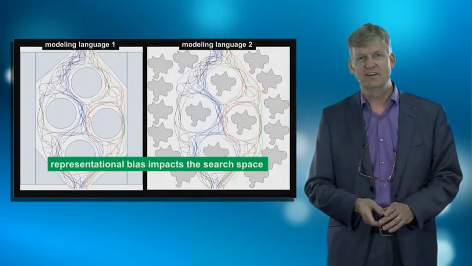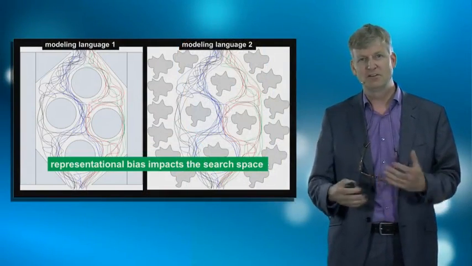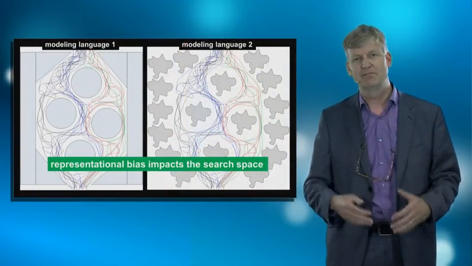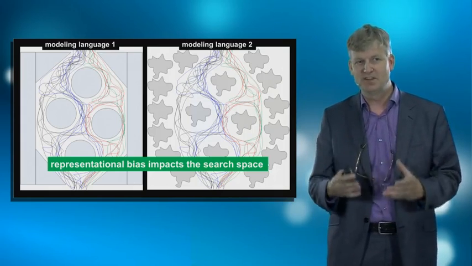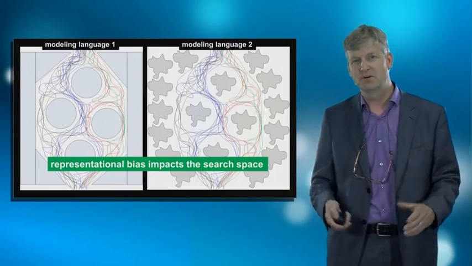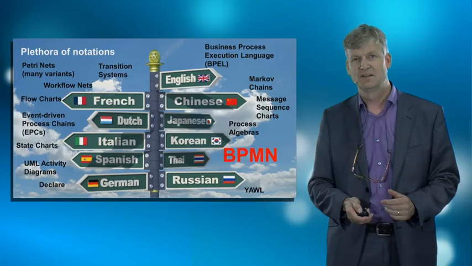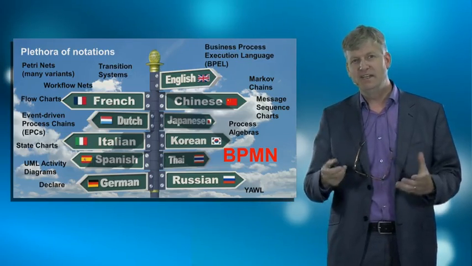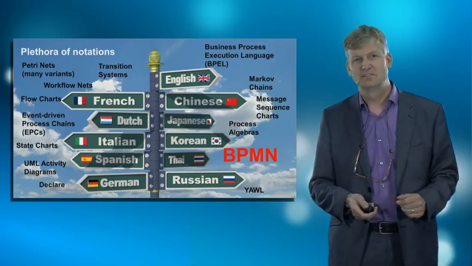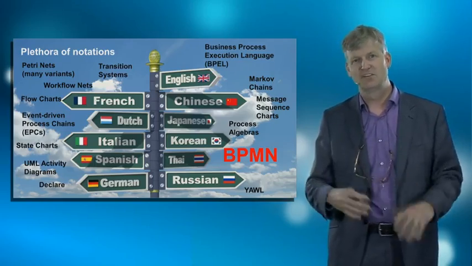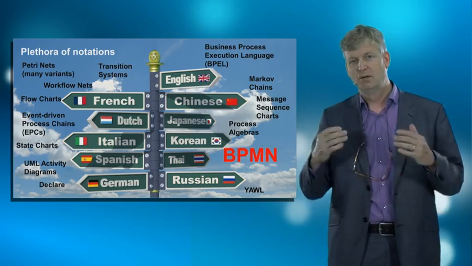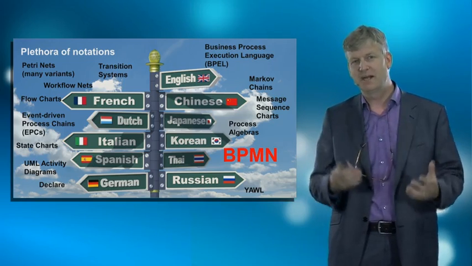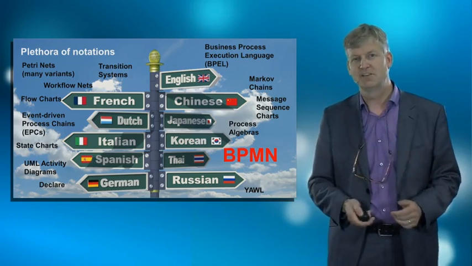In the last lecture, we looked at different process modeling notations and the impact that they have on the discovery process. So for example, we discussed the notion of representational bias as something being very important for process discovery. There are many different notations that one can use, such as Petri nets, transition systems, etc. Today we will focus on BPMN, not so much as a representational bias, but more as a notation that people in practice often use to visualize process models.